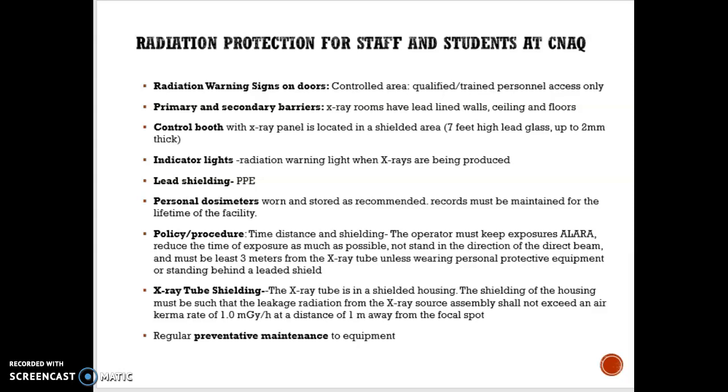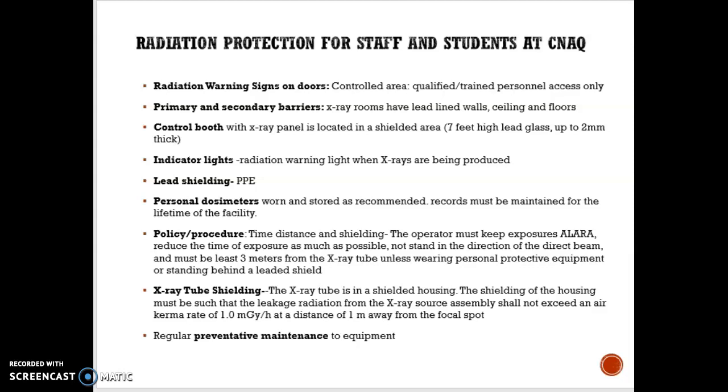Personal dosimeters are provided. You get a TLD badge, which is read and analyzed every 3 months. Remember, it is vitally important that you return that badge on time so you can get an accurate reading of stored information on that TLD badge. A radiation safety manual does exist at the college.